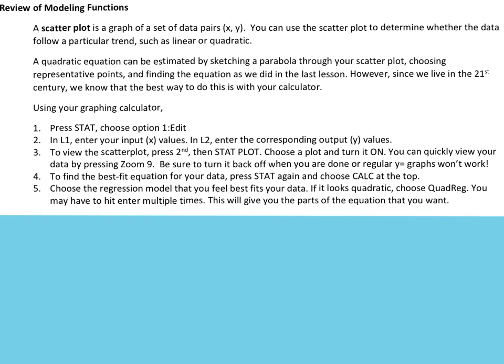Now, once you've put your data in, if you want to find the best fit equation, you press Stat and then choose Calc. Then it gives you a whole bunch of options for regression models, which is finding the equation for what we have. So if it looks like it's parabolic, choose Quadratic. If it looks like it's linear, you would choose LinReg. It depends on your calculator, but sometimes you have to hit enter multiple times. Don't worry about that. When you do it, it will give you the equation that you want.